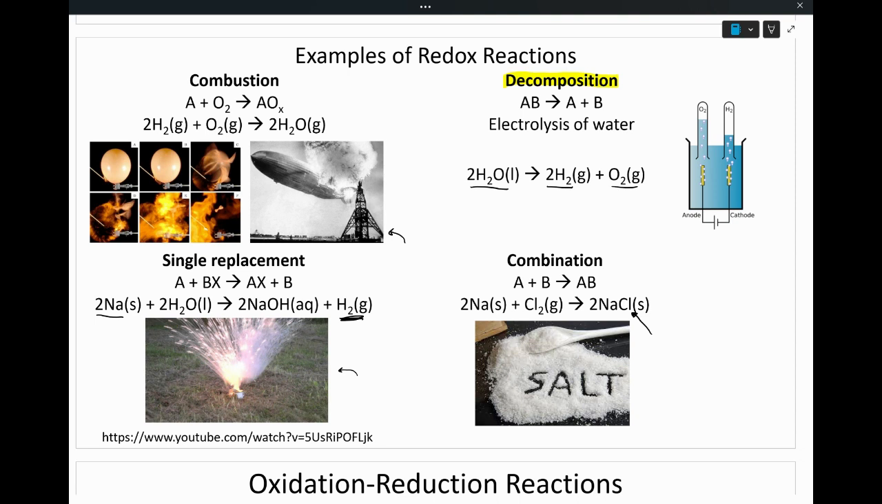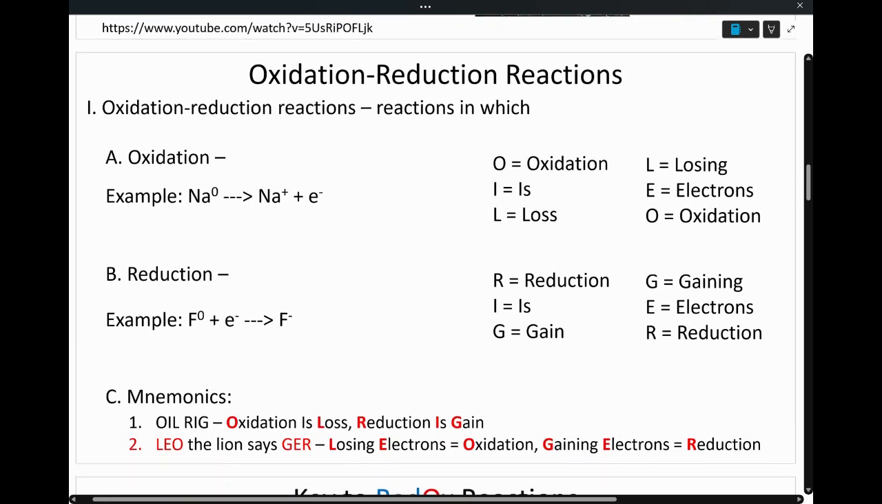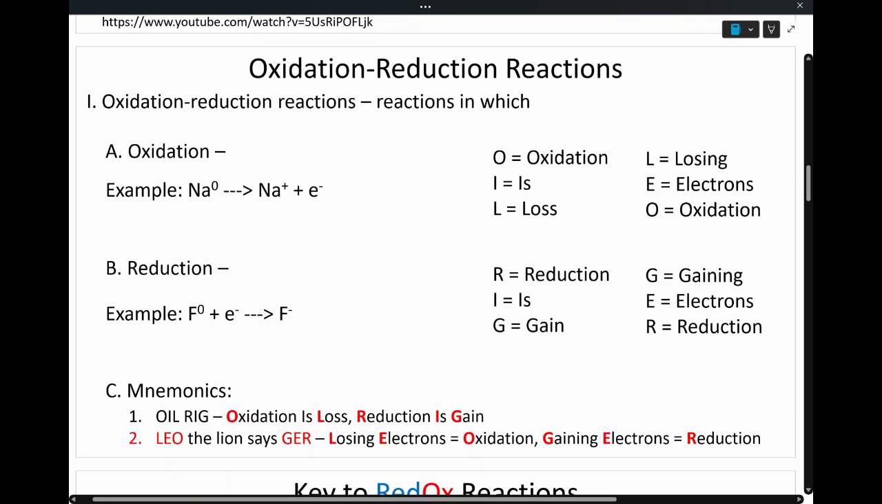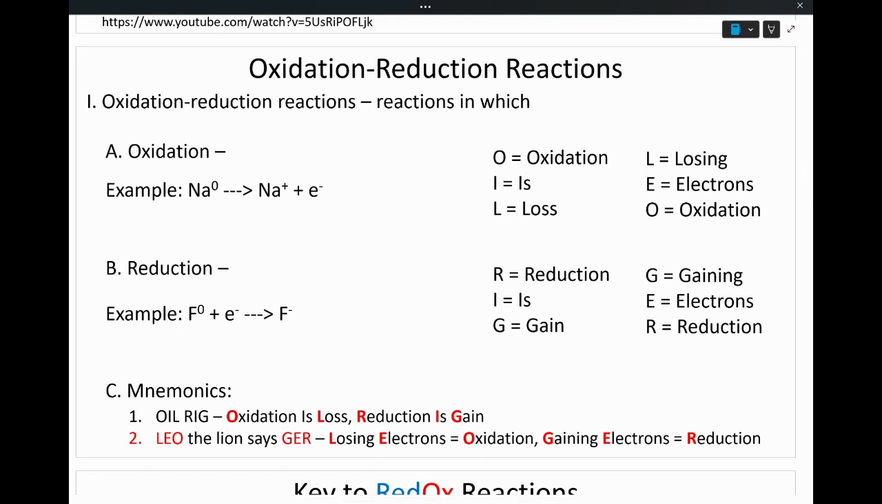And what's key to all of these is that there's a change in number of electrons for the elements. So electrons are being exchanged in these types of reactions. And so let's go through and talk about each one of these terms we're using for oxidation reduction. So these reactions are, as I mentioned before, reactions in which electrons are transferred. And they're going to be transferred from one species to another.